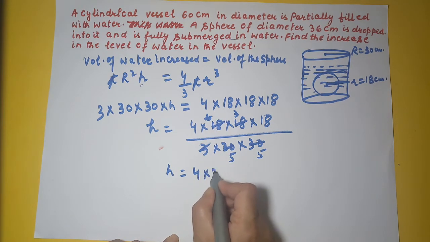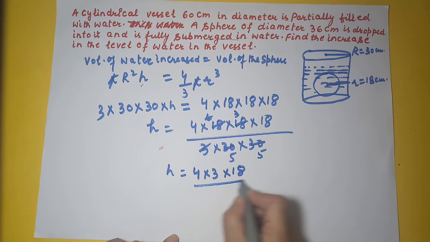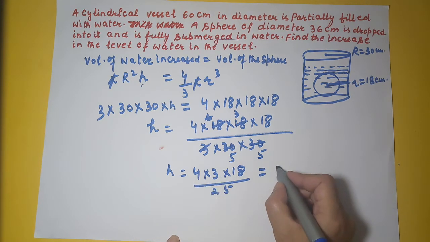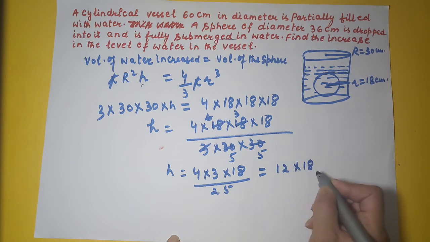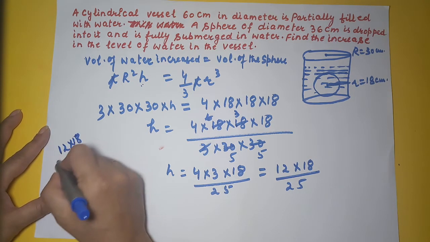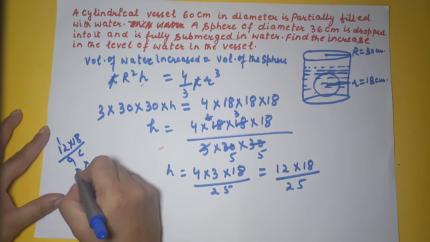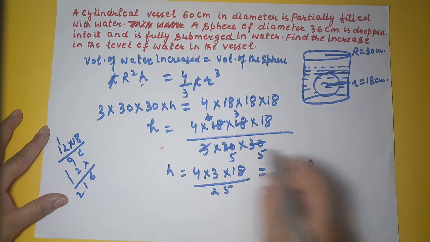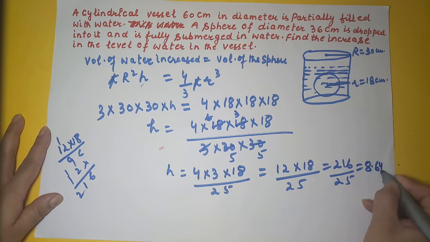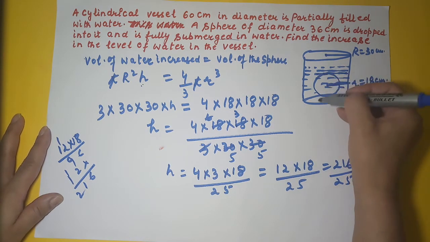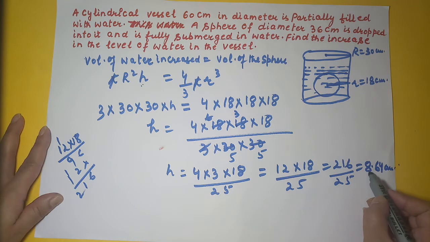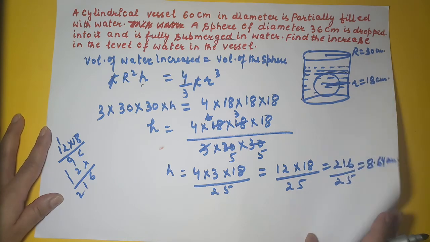Now we have height as 4 into 3 into 18 upon 25. So 4 threes are 12 into 18 divided by 25. So 12 into 18 is 216. So 216 upon 25, which is equal to 8.64 centimeters. So because of this sphere, the height of the water level will rise up to 8.64 centimeters.